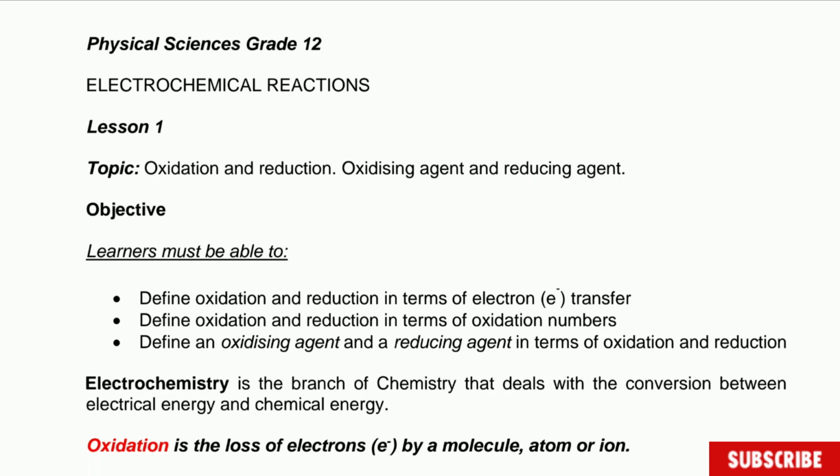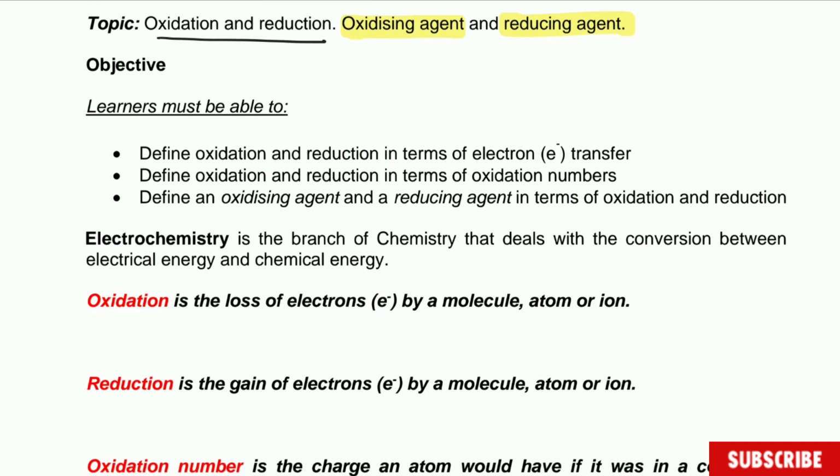Now the first one, we're going to be focusing on oxidation and reduction. What is the definition, what is that, as well as oxidizing agent and reducing agent. So let's start by saying what is electrochemistry. This is the part of physics or chemistry, in this case, that deals with the conversion between electrical energy and chemical energy. What are we going to see? We're going to see how chemical energy can be converted into electrical energy and how electrical energy can be converted into chemical energy. That is mainly what we are going to be seeing here.